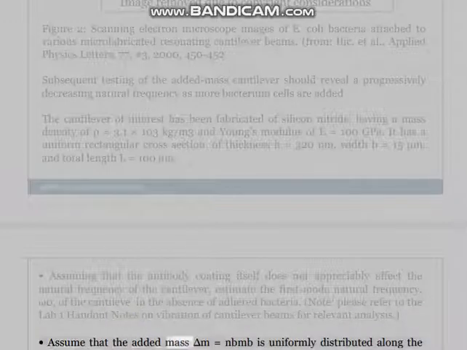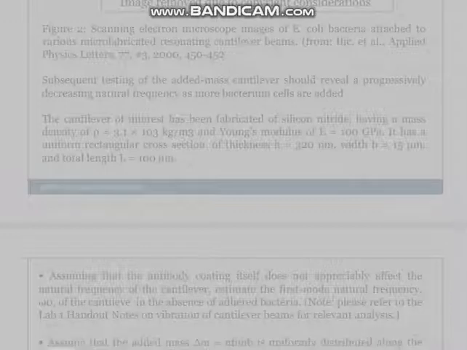Assume that the added mass delta m equals NbMb is uniformly distributed along the length of the beam, and further, assume that the presence of the adhered bacteria does not affect the stiffness of the beam. Let the total mass of the coated beam be m equals rho bhl. Assuming that delta m is much less than m, show that the change in frequency resulting from the added mass, delta omega, can be expressed by.